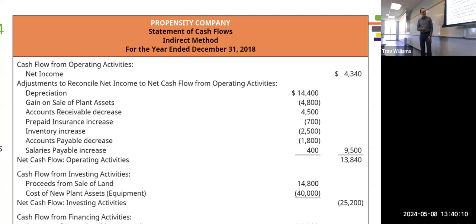Okay, let's look at the investing section. So again, we got money from selling land. That was incoming cash, so that's a positive number. And then we bought some equipment. We paid $40,000 cash. That's also considered an investment in our company, but that's cash going out. And so we combine these together and we have negative $25,200. So there was $25,200 more going out related to investing activities than there was coming in.